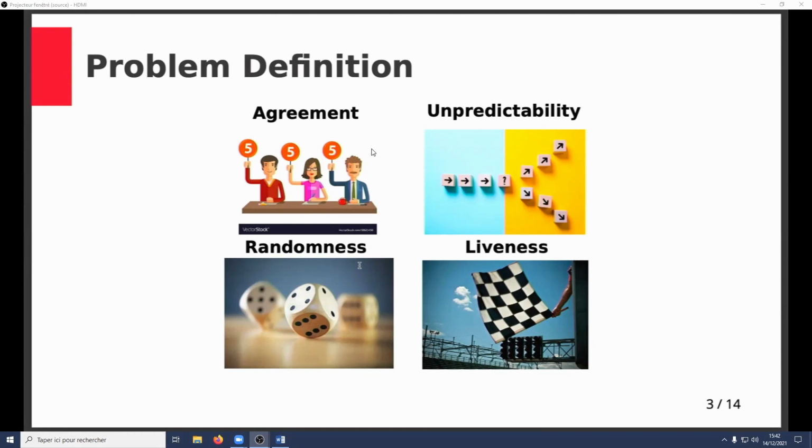The idea is that prior to the review phase, no process can know which number will be decided, nor discard any number from being decided. And then it's a random number generator, and what we mean by randomness is that the values decided by the system follow a uniform distribution. Finally, the system must be alive, so correct processes must eventually decide a value.